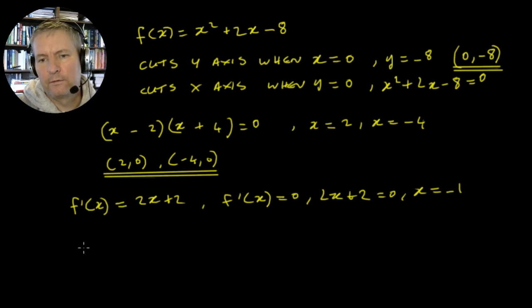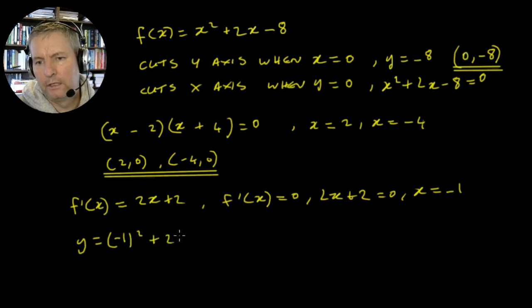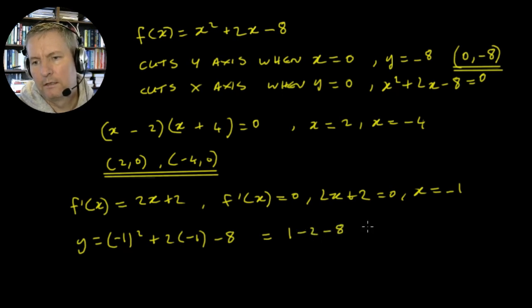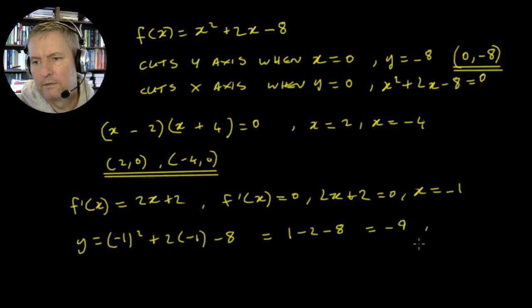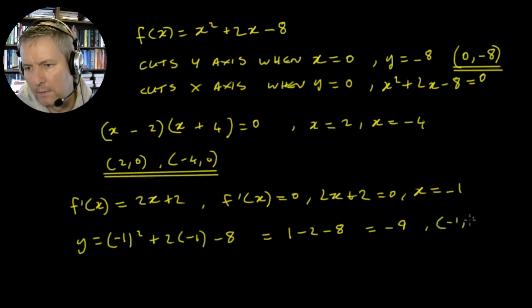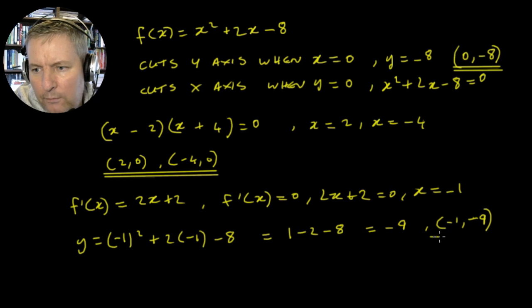So what's the y value? Well, your y value is just going to be your minus 1 back into the original equation, so it's going to be minus 1 squared plus 2 times minus 1 minus 8. So that's going to equal a value of 1 minus 2 minus 8. So that's going to be minus 10 plus the 1 is minus 9. So it means the turning point is going to be (-1, -9). Okay, so that's another final point that we're looking for.